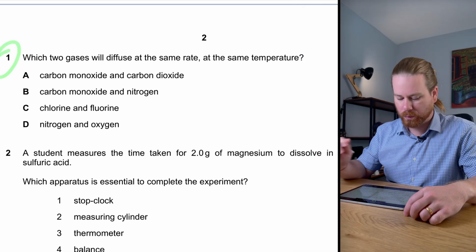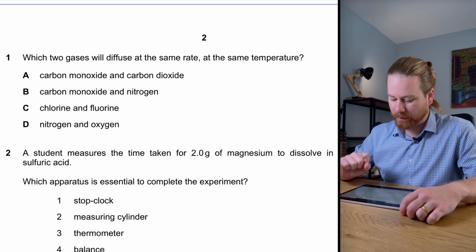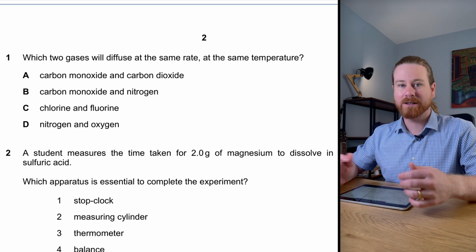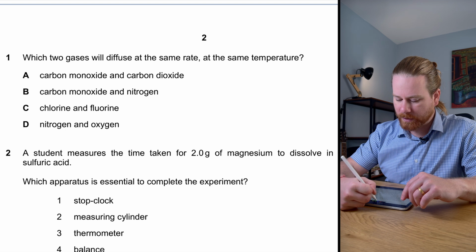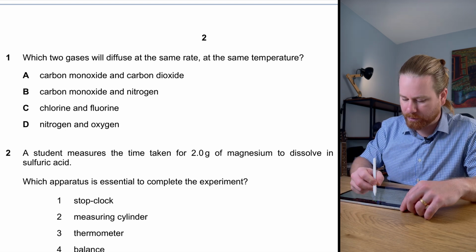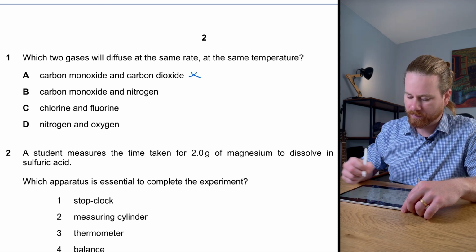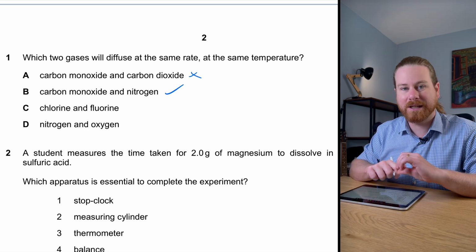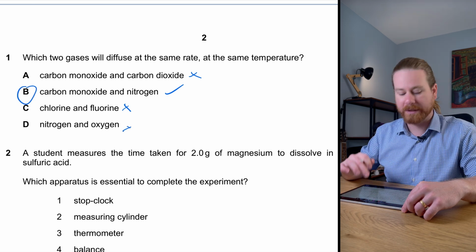So question number 1. Which gases will diffuse at the same rate at the same temperature? This question is asking us basically which gases have the same molecular mass. So we can look through them nice and quickly. It can't be these two because we've got an extra carbon dioxide. It probably is these, as if we look at the periodic table, these would have the same molecular mass. Can't be these and can't be these. So it has to be B.